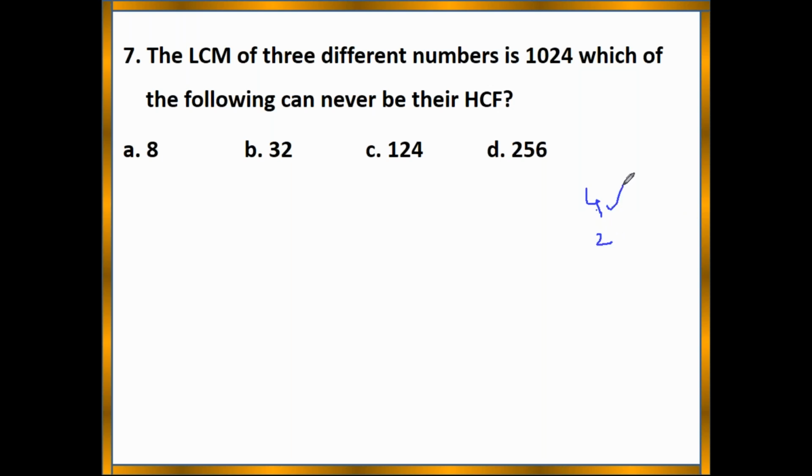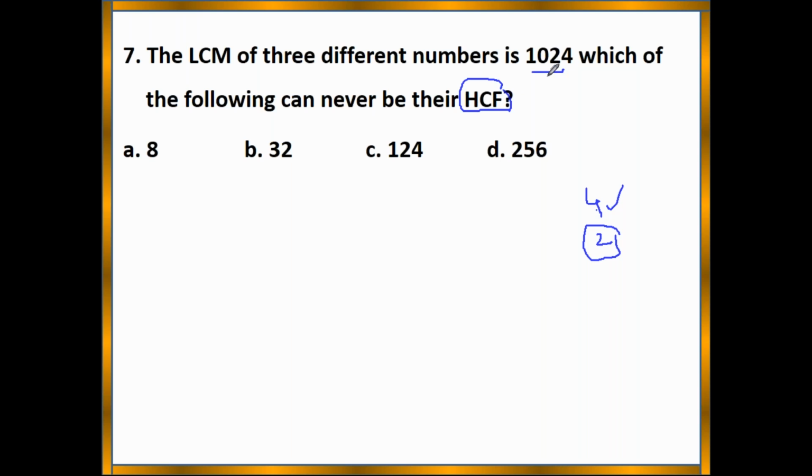May I say that LCM is always a multiple of GCD for the same set of numbers? Or GCD is a factor of the given LCM. The LCM for the given numbers is 1024. Without giving the numbers, if you want to find the HCF, the HCF should be a factor of 1024.